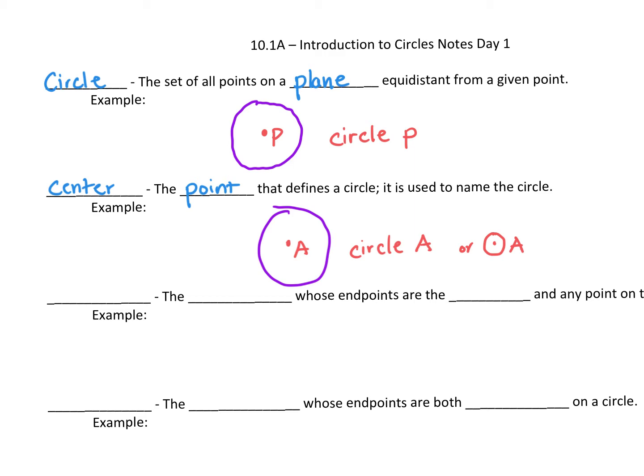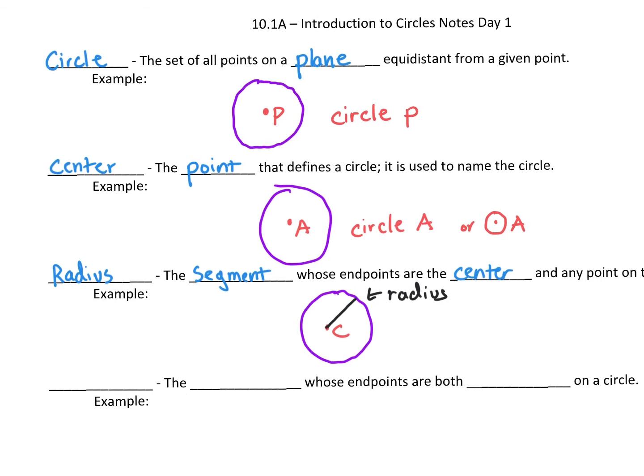Next, it's the radius. And a radius is the segment whose endpoints are the center and any point on the circle. So here, if I call this circle C, go around, and I draw a line from the center to the edge, that is a radius.